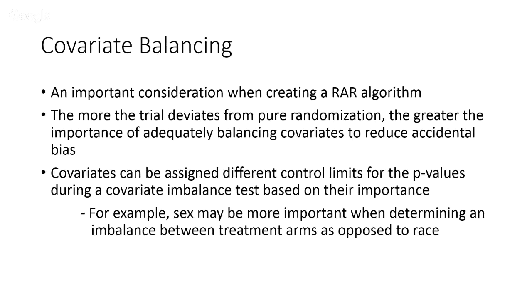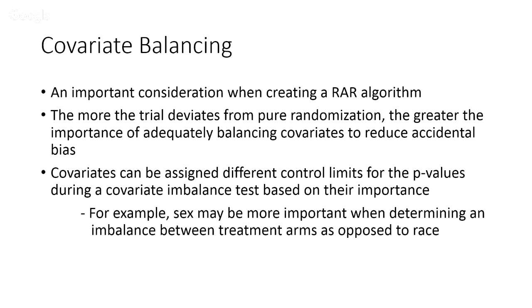So this slide talks a little bit about covariate balancing in the algorithm. Balancing covariates can be an important consideration to make when designing the response adaptive randomization algorithm. This becomes an important factor because the more that the patient allocation deviates from a purely random assignment scheme, the higher the chance that selection bias will be introduced to the trial. For trials with a low expected sample size, this can even be a problem in the simple randomization scheme.